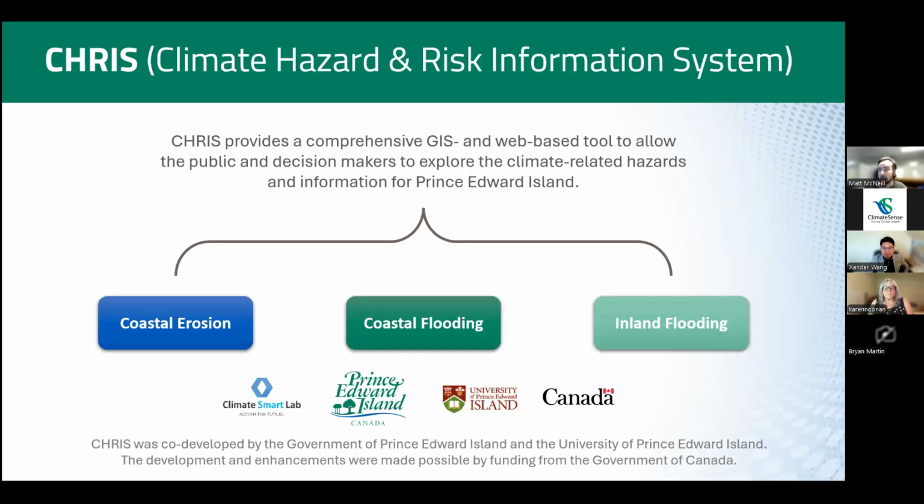So, what is CRIS? CRIS, as I mentioned, is the Climate Hazard and Risk Information System. And really, it's an online mapping portal that allows you to access different data on climate hazards and information in Prince Edward Island. So there's three main data sets within CRIS, which are accompanied by a lot of supporting data and reference data. But the main ones are coastal erosion, coastal flooding, and inland flooding.